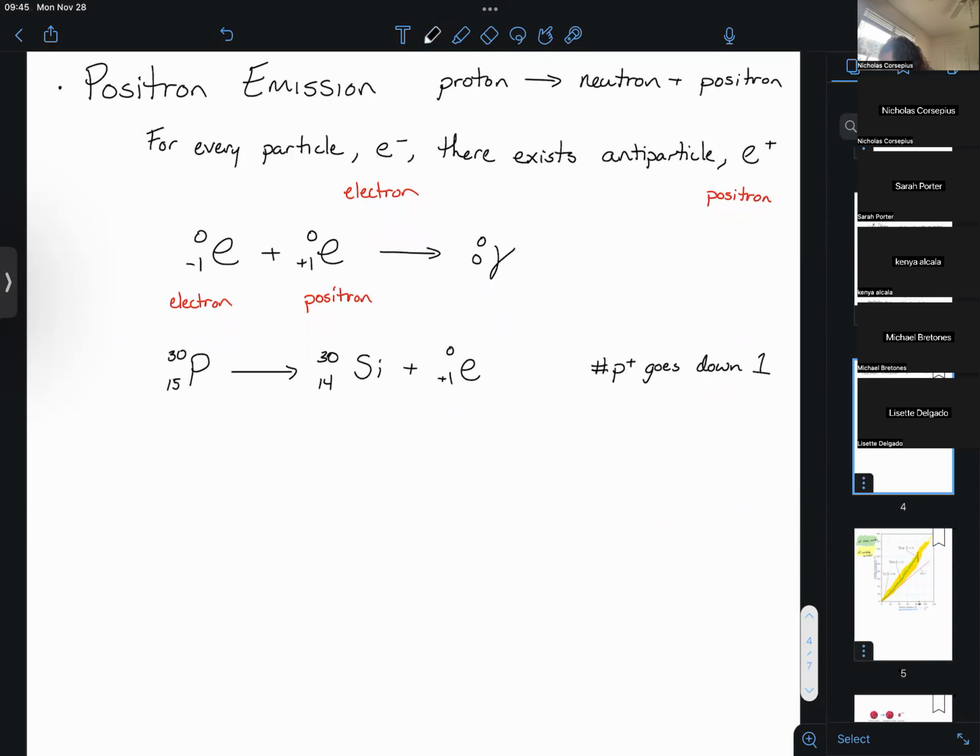All right, and then the last one is what's called electron capture. Unlike these other types of nuclear reactions, where big things are split up into smaller things, you have these decay sort of reactions. This is actually a reaction where an electron is absorbed. So we have a proton combining with an electron to produce a neutron.